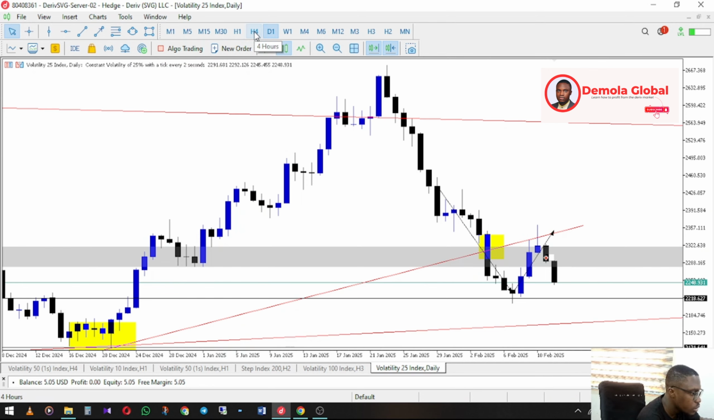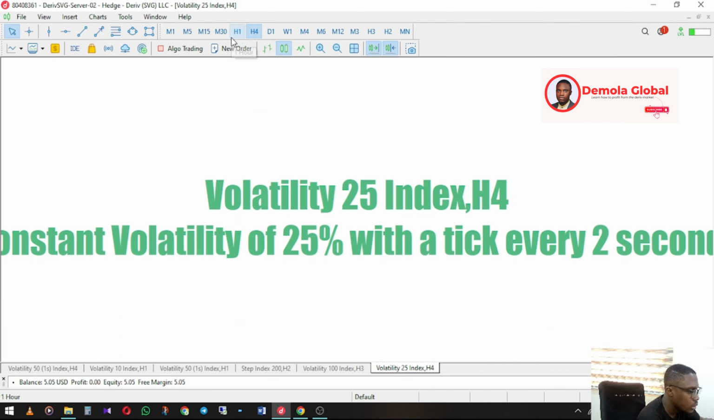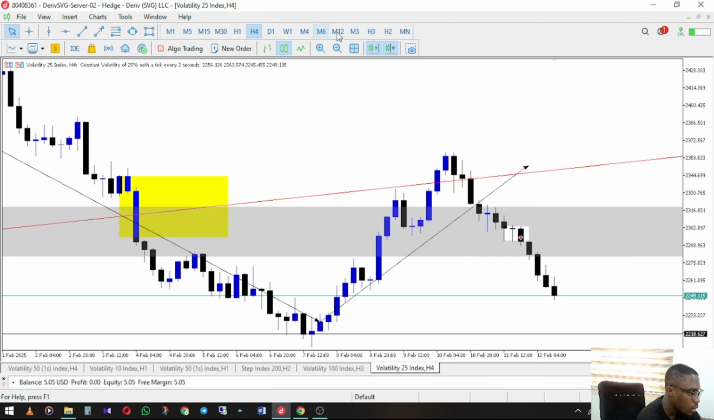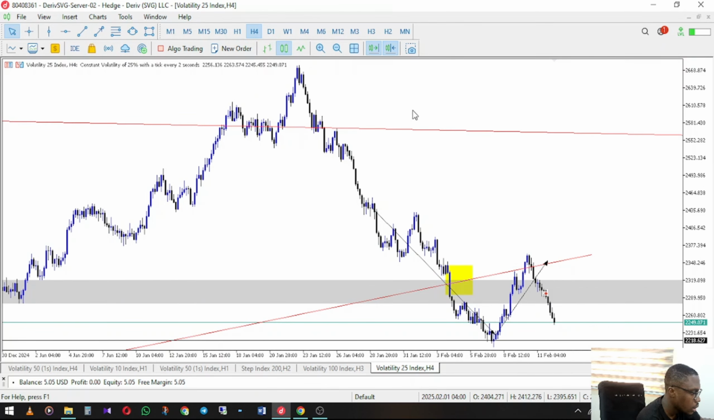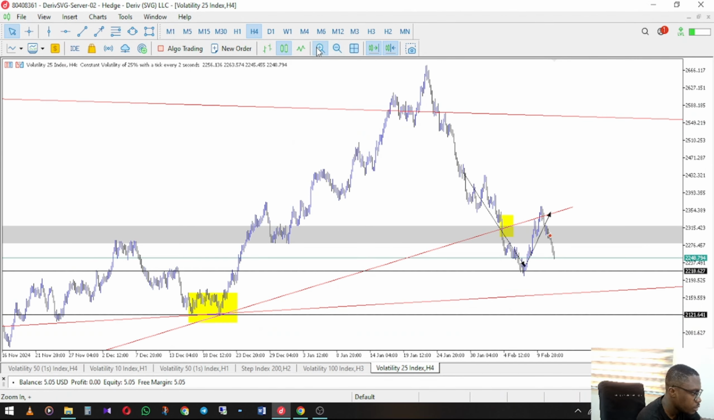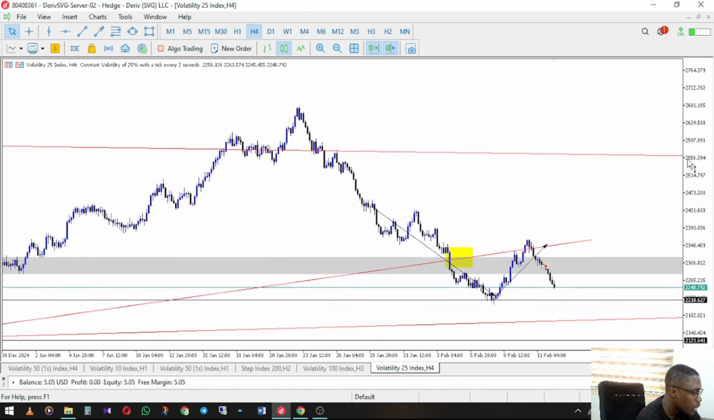On the daily, also the same. Come to the 4 hours. This is where it was getting interesting, and I will show us my trade in this market. Look at something on the 4-hour time frame.